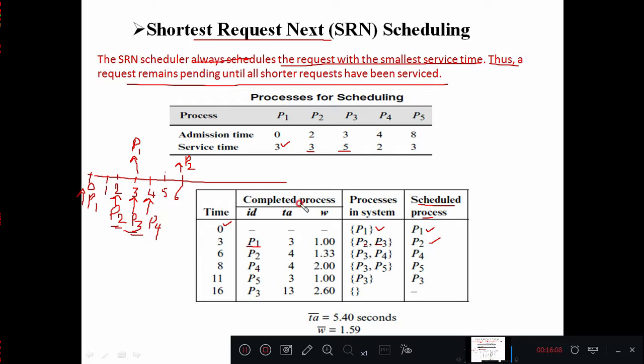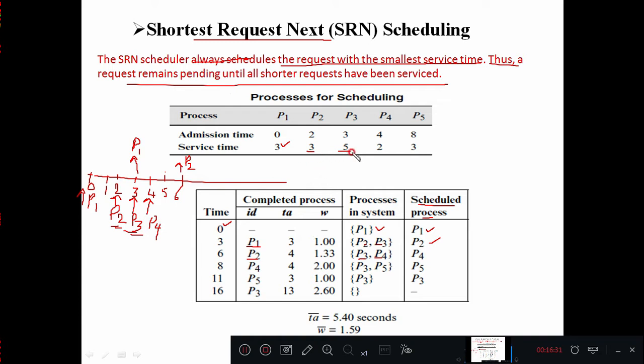So let us say what is the completed process? It is P2 at what time? It is 6th second, right? So now once the P2 finishes its execution, how many processes are there in the system? There are two. One is P3, one is P4, right? So you can see here P3 and P4 are there in the system, right? But which process is scheduled?